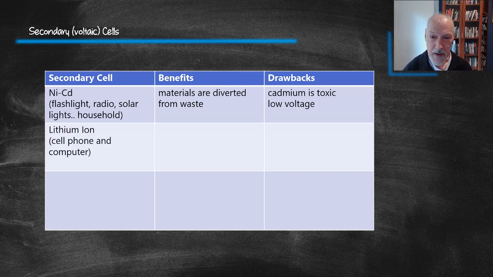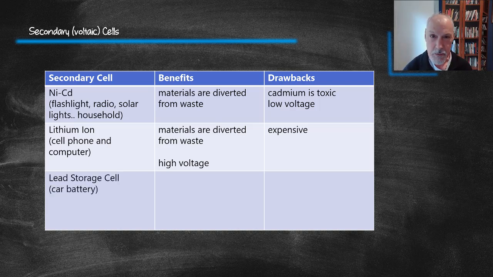The lithium-ion battery, this one you'll find often in a cell phone or in computer use. They also divert from waste, but they're higher voltage. We can often get almost twice the amount of voltage out of these cells. As a result, we tend to get a lot more energy packed into a smaller space, so they tend to be more compact. They are, though, more expensive than our NiCad counterpart.